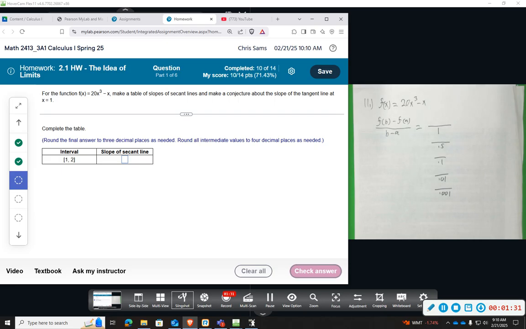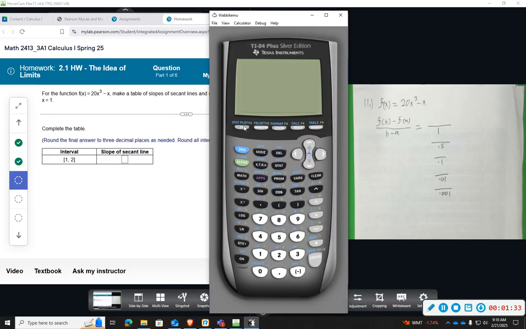So I'm going to pull up the calculator. We're going to go to y equal, turn it on, go to y equal. We're going to clear out the previous equation. We're going to type 20x to the third minus x. We'll go ahead and hit graph, and we're going to trace, and then I'll start inputting these values.